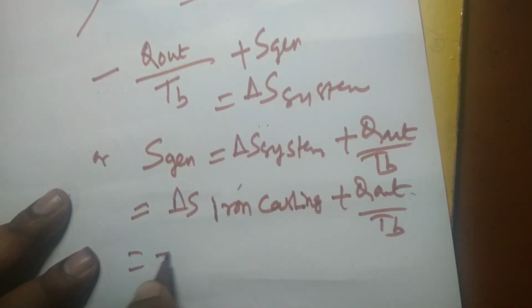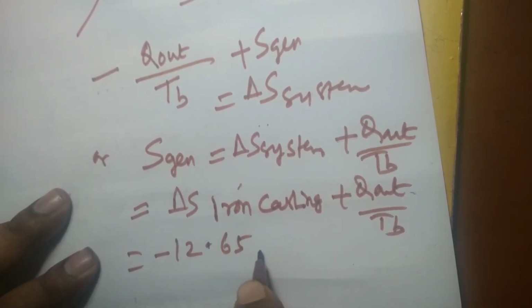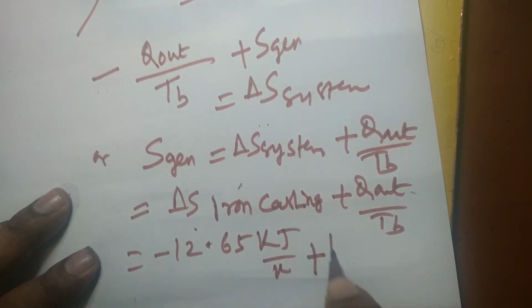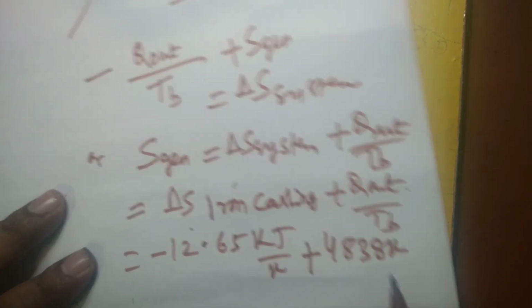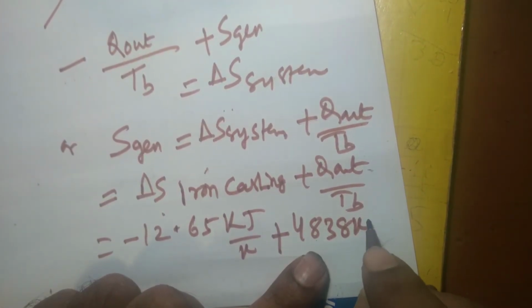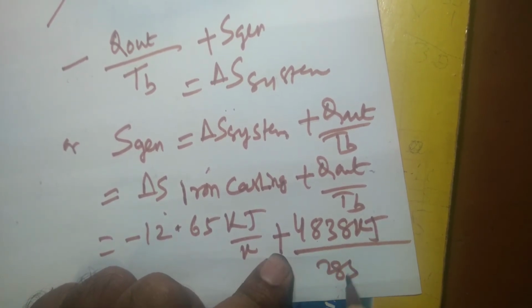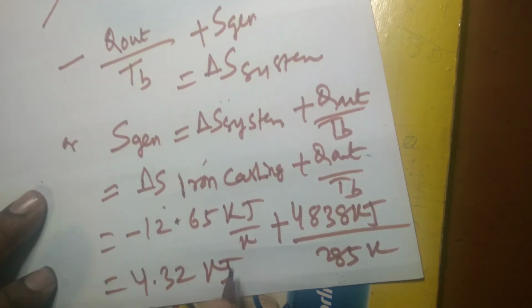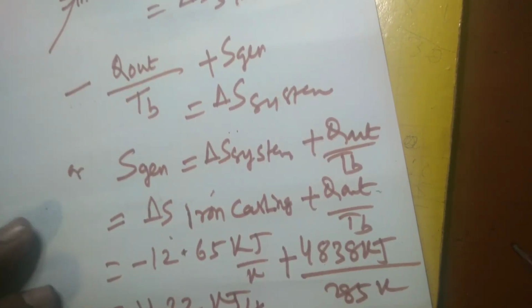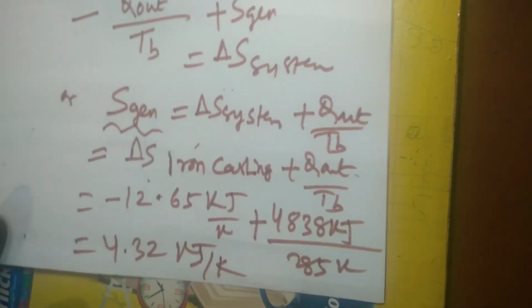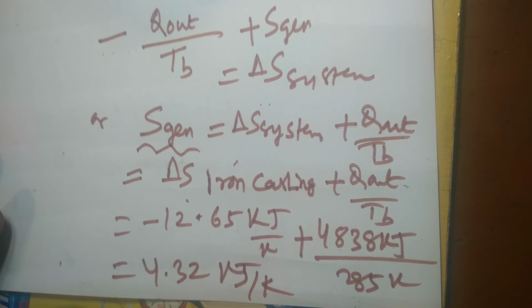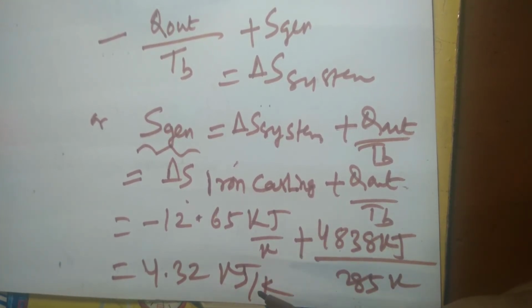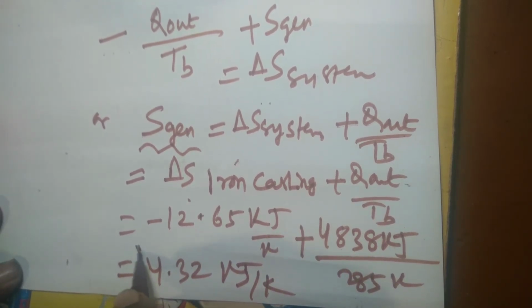So this is equal to minus 12.65 kilojoule per Kelvin, which is delta S of iron casting, we have already calculated, plus 4838, the amount of heat that is going out of the iron block, kilojoule divided by 285 Kelvin. So this is coming out to be 4.32 kilojoule per Kelvin. So this is entropy generation, and entropy generation can never be negative. It is positive or zero. So the second law is satisfied here. The entropy principle is satisfied because it is positive, meaning this is an irreversible process.